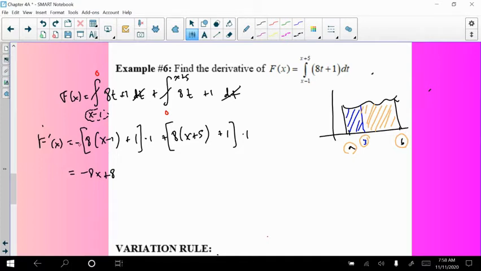And then negative 1 there, minus 1, plus, and this would be 8x plus 40 plus 1, times 1 doesn't really do anything. And then this is kind of interesting. The negative 8x cancels with the positive 8x. The negative 1 cancels with the positive 1. And we're left with 48.